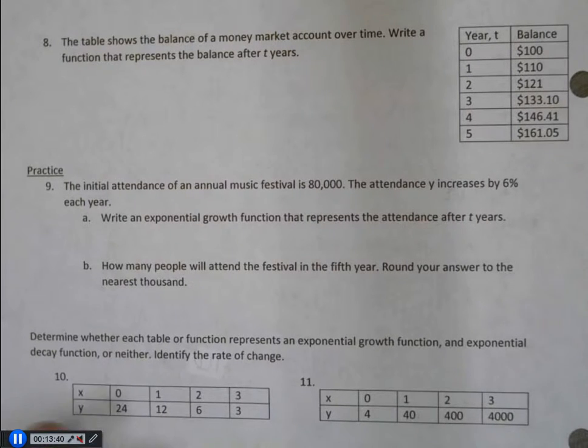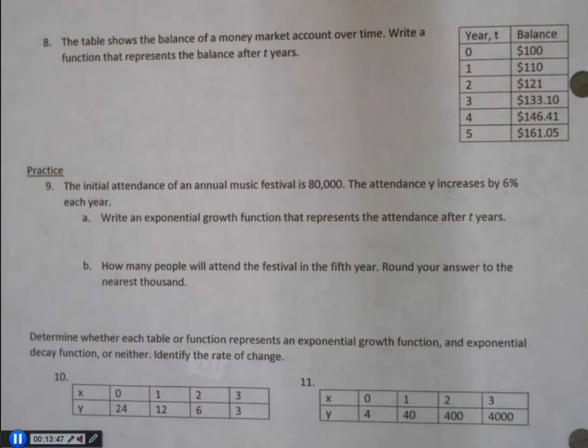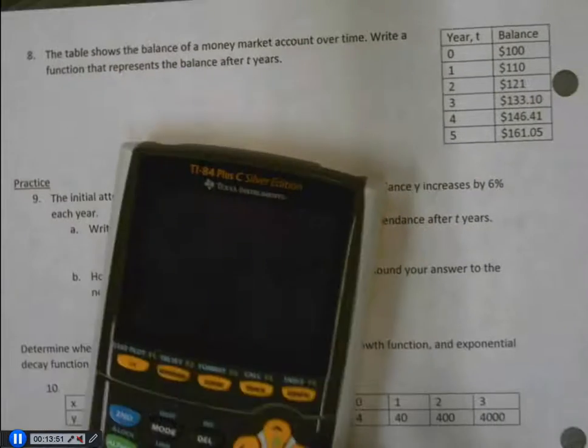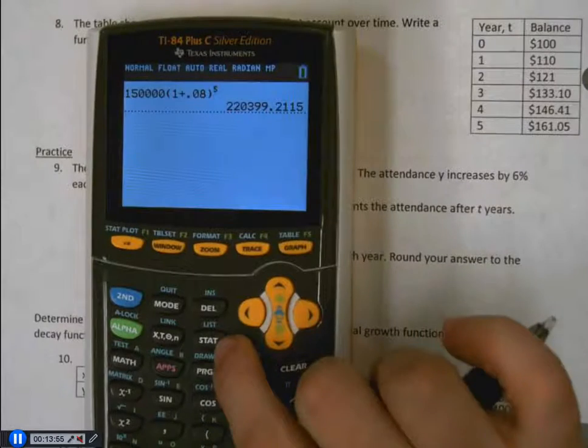So if I take a look at this table, is it adding by the same amount? No, it looks like it's probably multiplying, right? So what I'm going to do in my calculator, I'm going to go to Stat, this button right here. I'm going to write the steps off to the side.